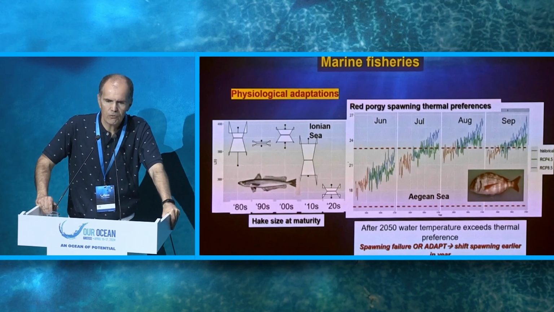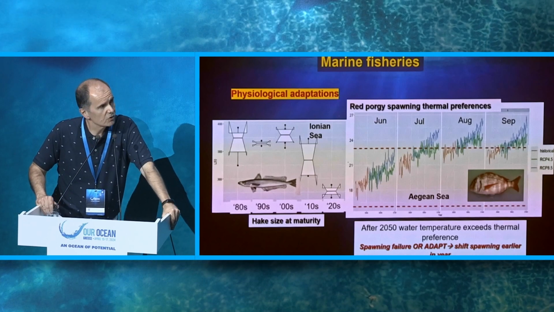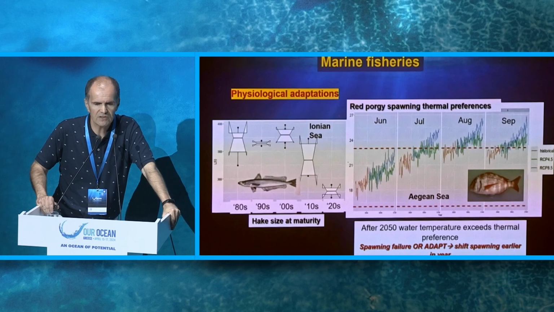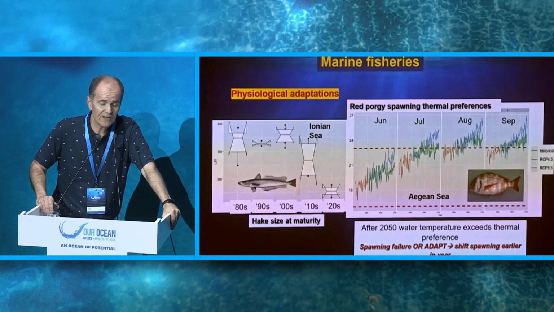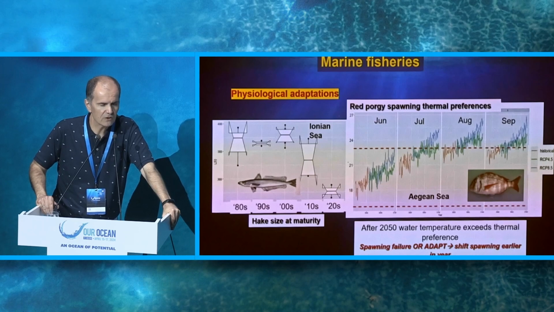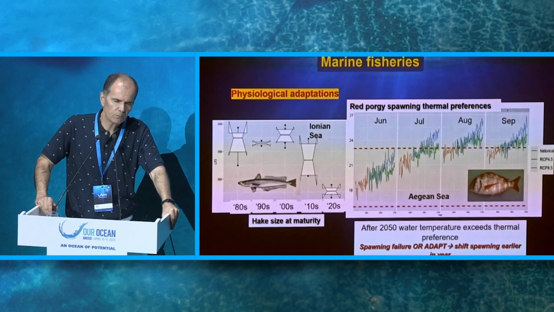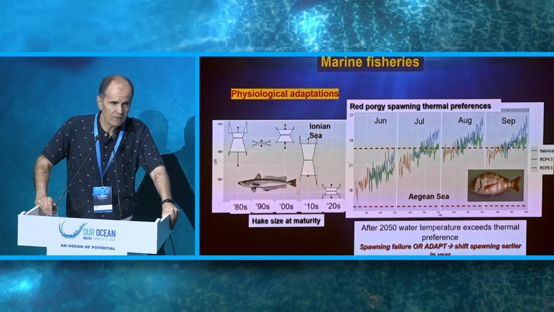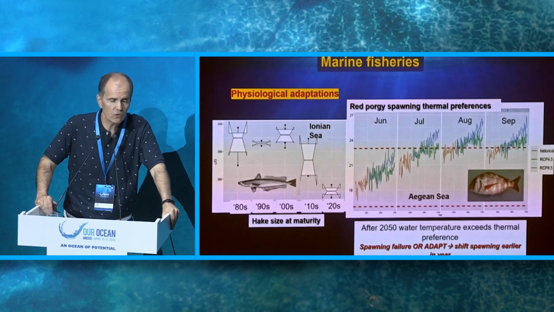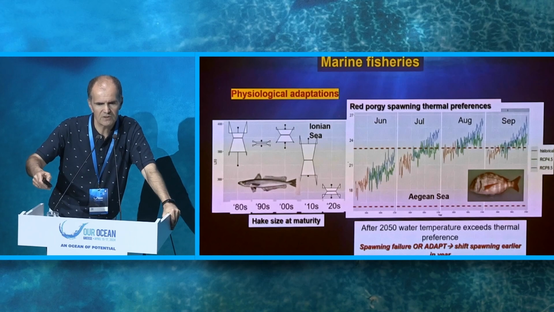And another example for the future is for red porgy in the Aegean Sea. It's projected that after the middle of the century, the water temperatures will exceed the thermal tolerance of the species during the spawning season. So either spawning will fail and the stock will decline, or the species will have to adapt and spawn much earlier in the season. That has already been happening in other species worldwide.